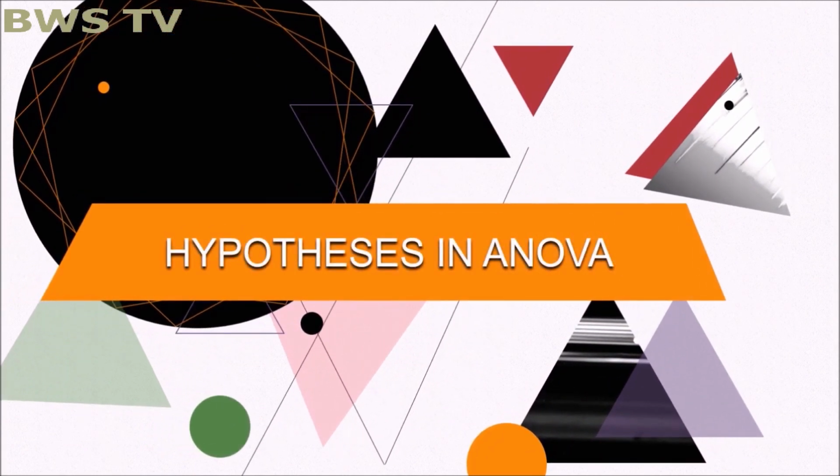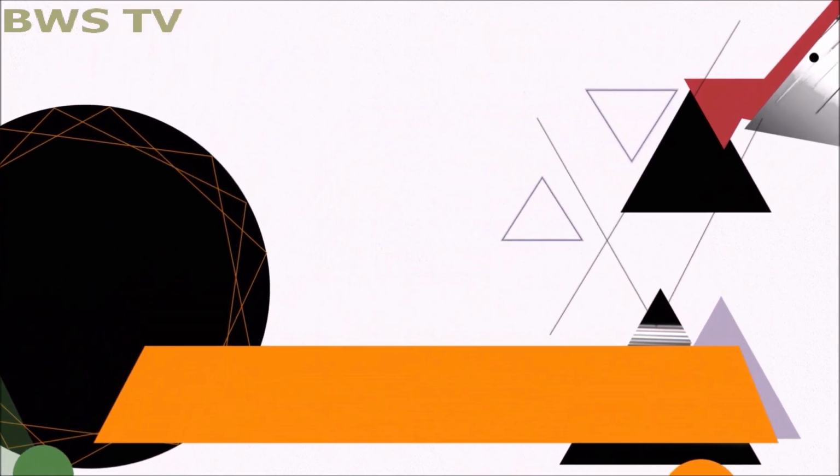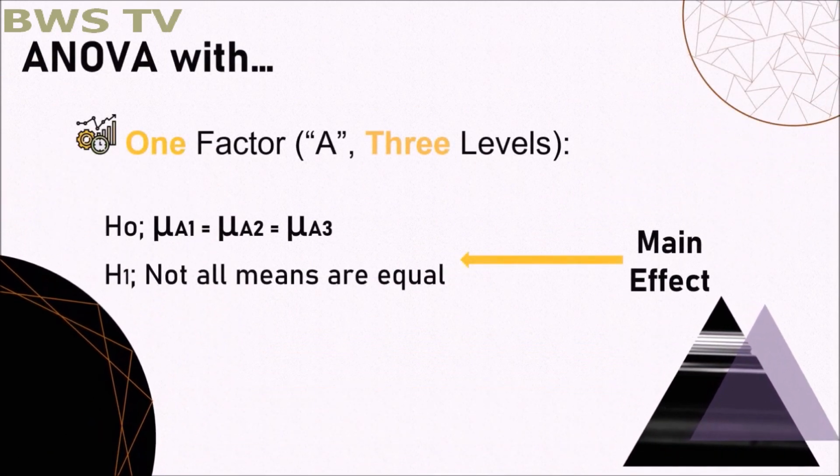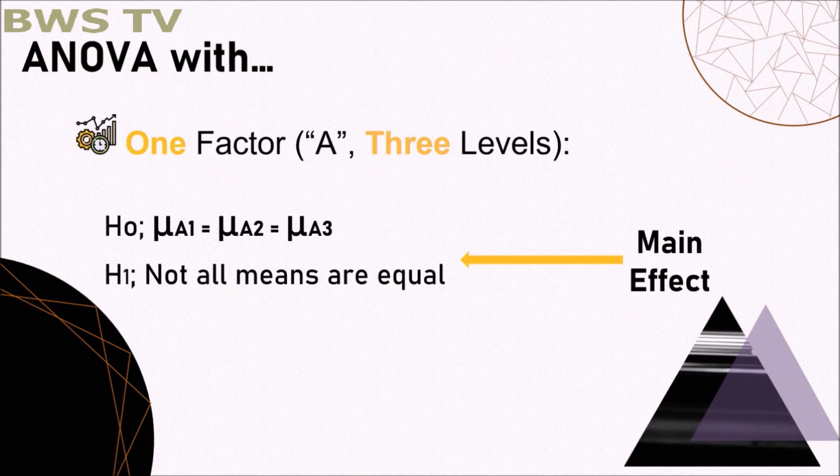Now, hypotheses in ANOVA. Imagine you have one factor with 3 levels. Your null hypothesis is that all 3 levels are equal to one another. Your alternative is that not all means are equal. Now, you can't write A1 is not equal to A2 is not equal to A3 because that would mean that all 3 means are different. Maybe only 1 and 2 are different, or maybe 1 and 3 are different. So your alternative has to be written as not all means are equal.